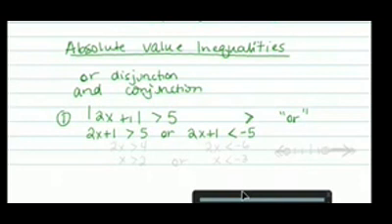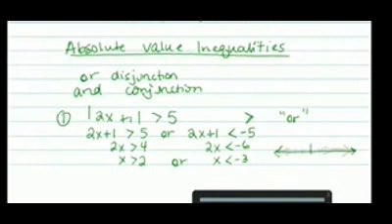If I solve the first one, I'm going to subtract the 1 and get 2x is greater than 4, and then divide by 2, so x is greater than 2. And then for the second one, I repeat my steps. So 2x, subtract the 1, and I get is less than negative 6, divide by 2, so x is less than negative 3.